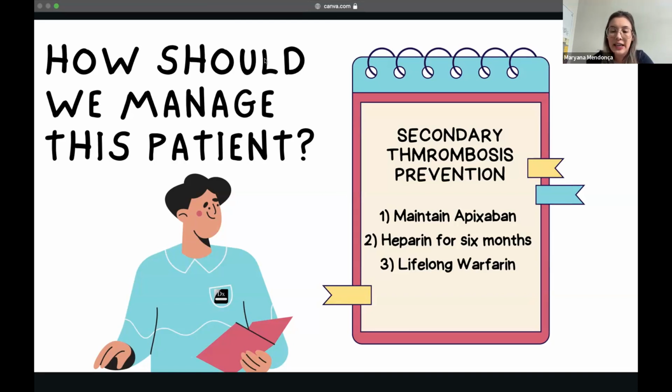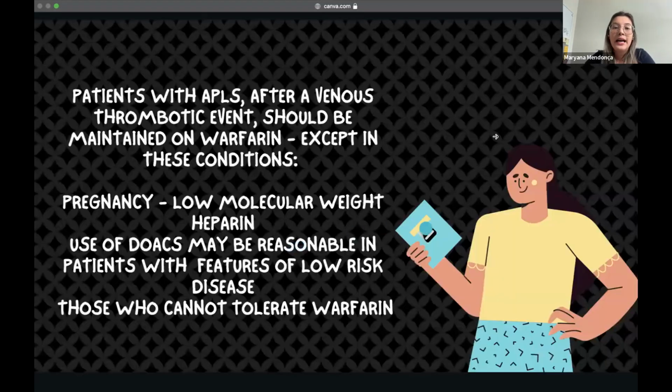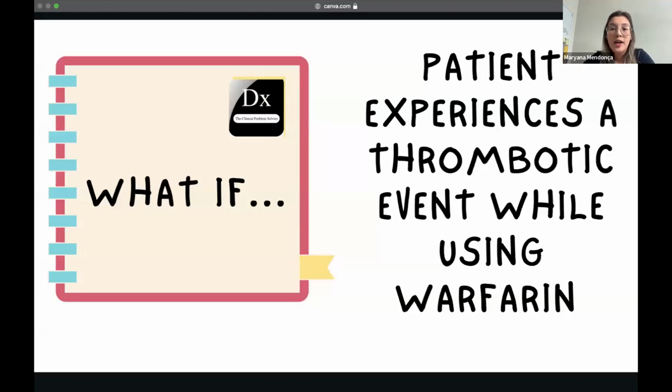This was discussed in the case and was really interesting. Patients with APS, mainly after a venous thrombotic event, should be maintained on warfarin, except if the patient is pregnant. In this case, she should use low molecular weight heparin. The use of DOACs can be considered in patients with low-risk disease, and those who cannot tolerate warfarin should also use DOACs or low molecular weight heparin.